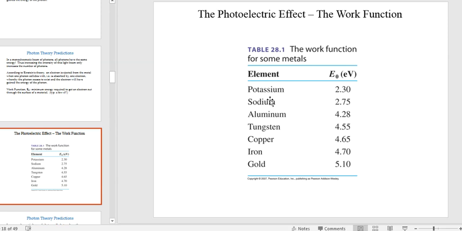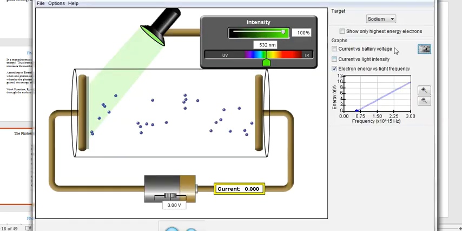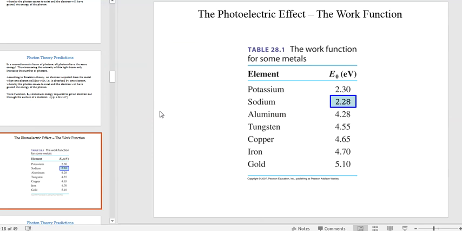It has the work functions for different metals. And if we look here for potassium, we find that it's 2.3. Oh, this is sodium, huh? Okay, what's going on? Let's see here. Well, guess what? Your book is wrong.